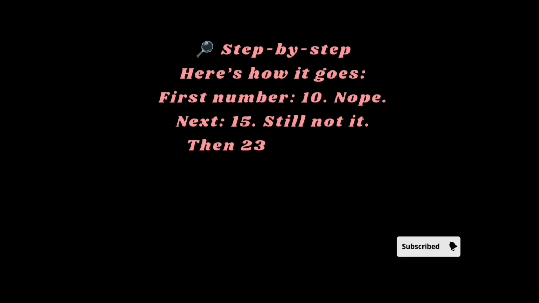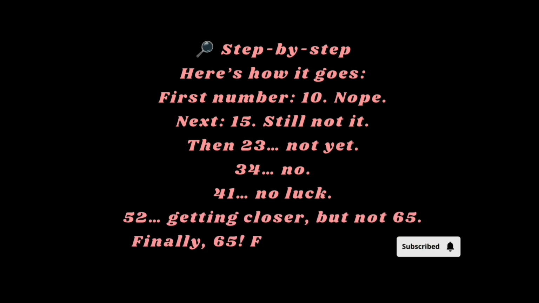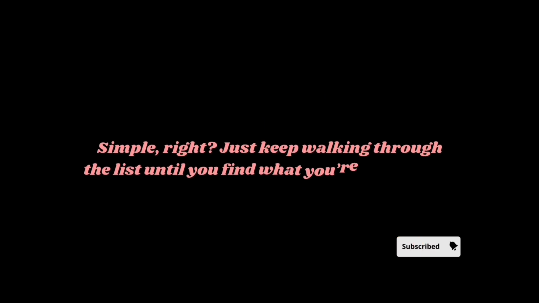Here's how it goes. First number 10, no. Next 15, still not. Then 23, not yet. 34, 41, no luck. 52, getting closer, but not 65. Finally 65, found it at index 6. Simple, right? Just keep walking through the list until you find what you are looking for.